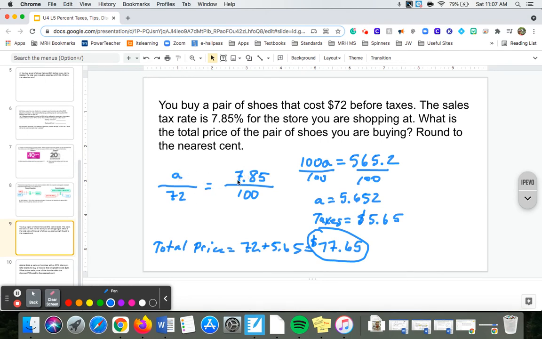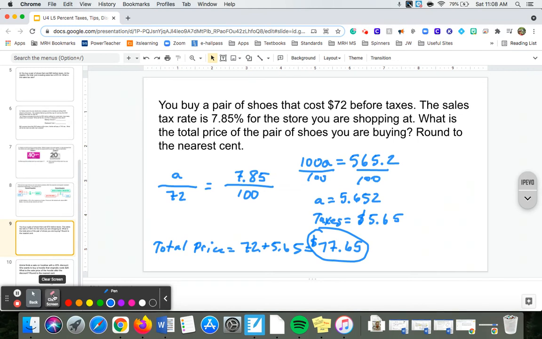So again, the percent always goes above 100. 72 is the whole, so it went on the bottom on the left side of our proportion. So the part was the taxes over the whole price, which was the original price of the shoes, $72. So that is how we would find how much we would have to pay with taxes.